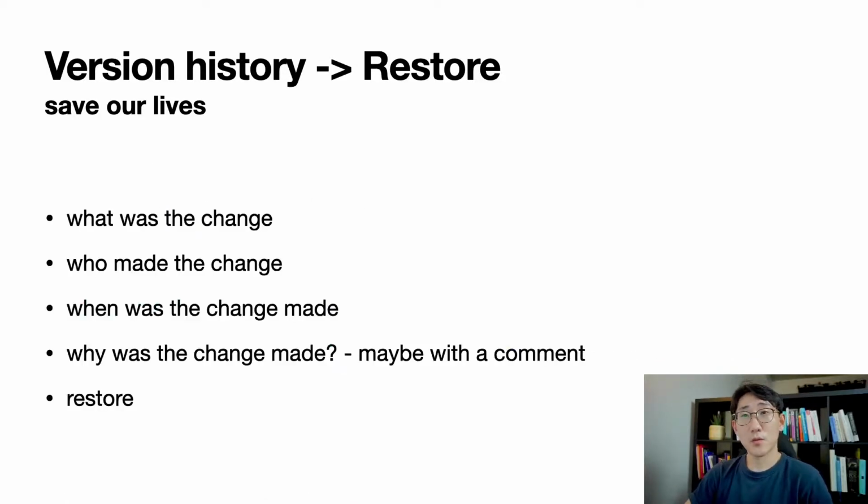We can also know what the change was by reverting it back, who made the change by looking at the name, and when the change was made by looking at the time information. And we can even document why the change was made if we have separate documents saying, oh, this version is for this and that version is for that. And we can restore it. It is really useful. So having the ability to look at version history is really convenient.